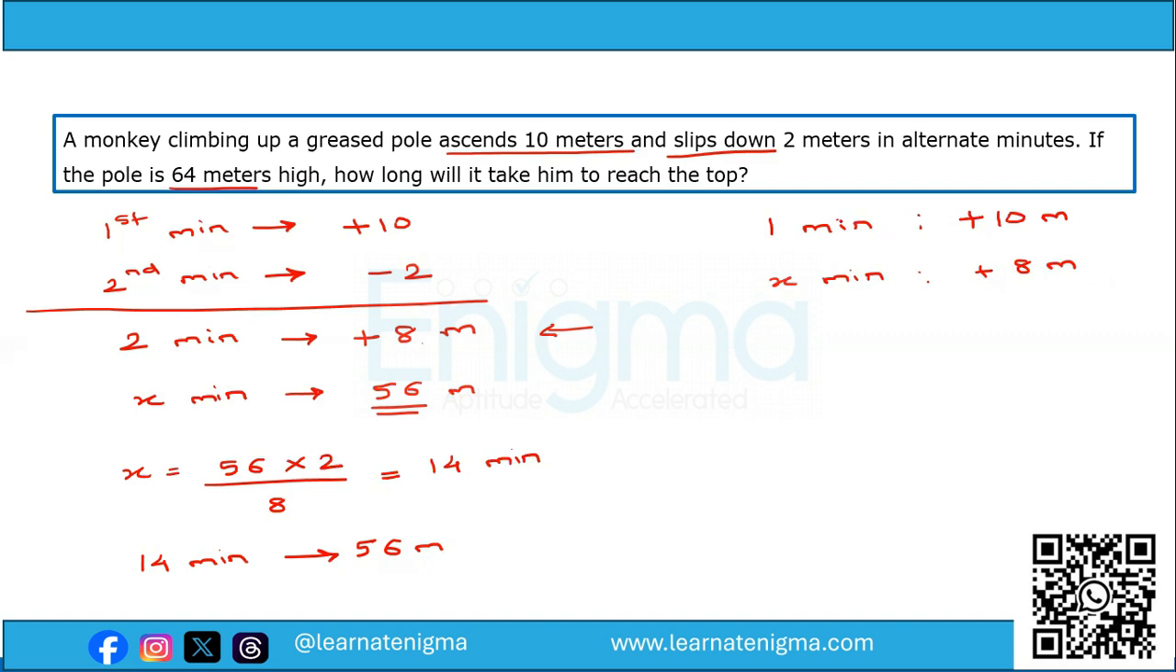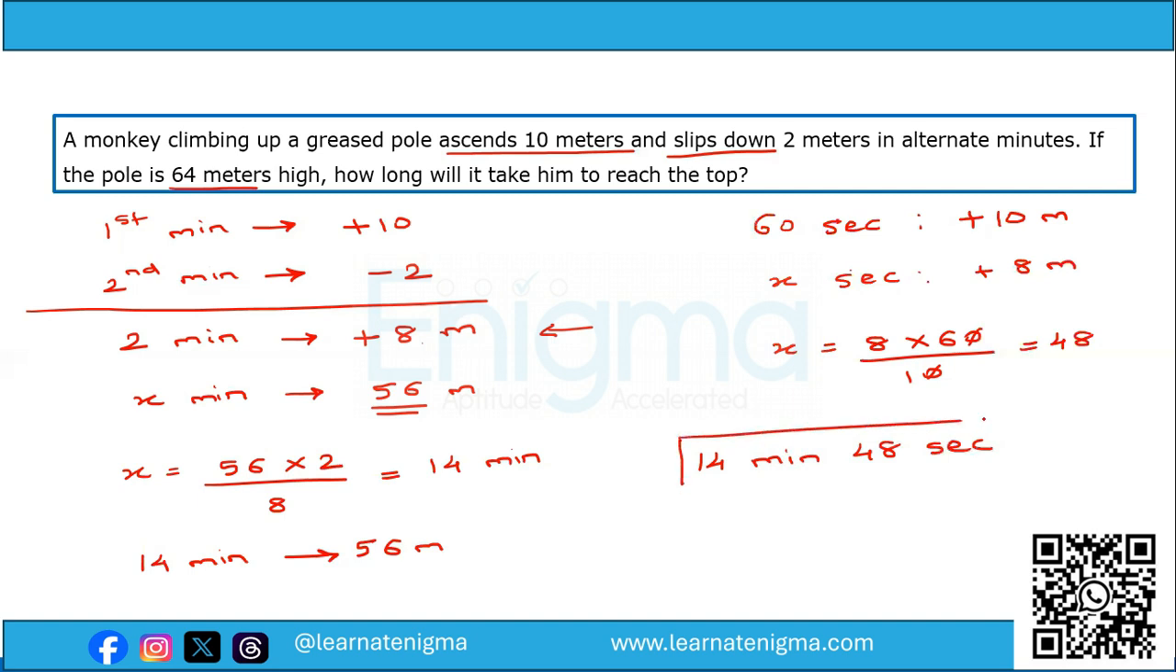Now, instead of writing this down in minutes, we'll write this down in seconds. So 1 minute is 60 seconds. So now if we cross multiply, here we get x is equal to 8 into 60 divided by 10. So you get 48. So now we know that the monkey requires 14 minutes and 48 seconds to climb up a 64-meter pole.